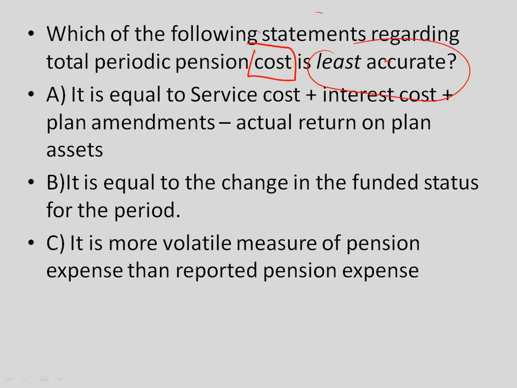Yes, the answer is B, because funded status is adjusted for contributions. A is correct, this plus this plus this minus this. D is correct. It's more volatile because actual returns would be more volatile.